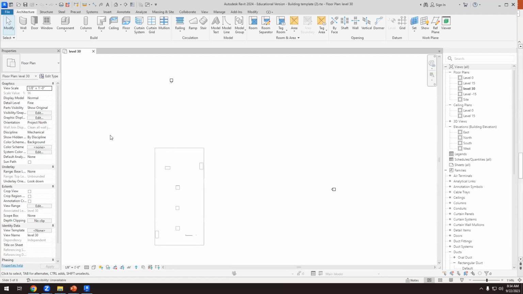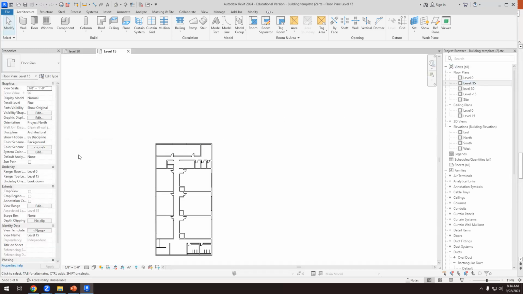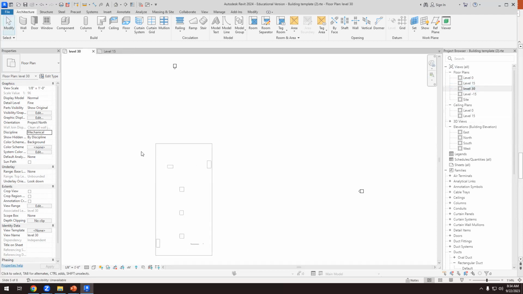That's the building. We know the building. We are in a mechanical template, so we are in a mechanical discipline. You see that here we have the discipline. Make sure it's mechanical. I think on level 15, we have to change the discipline from architectural to mechanical. On level 30, we have the mechanical discipline, and on level negative 15, we have the mechanical discipline. So we are on level 30, where we have the roof. We know what to do.